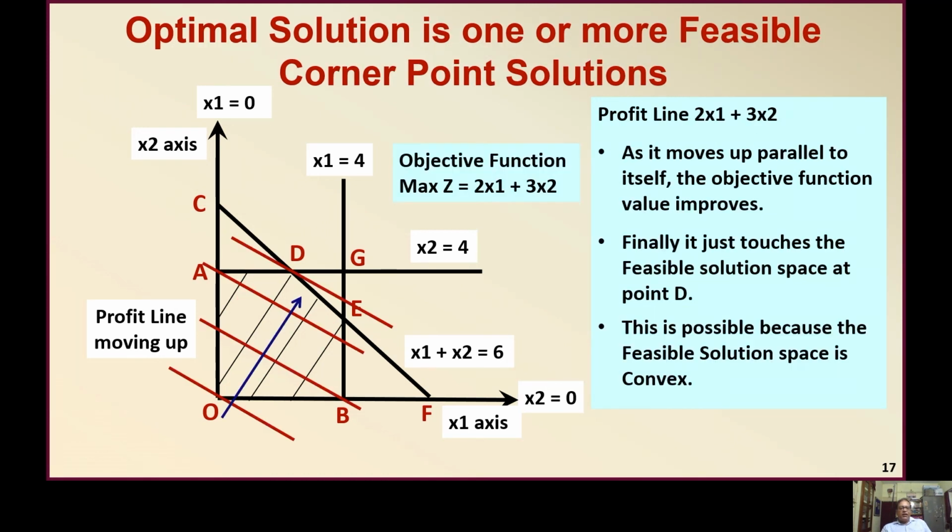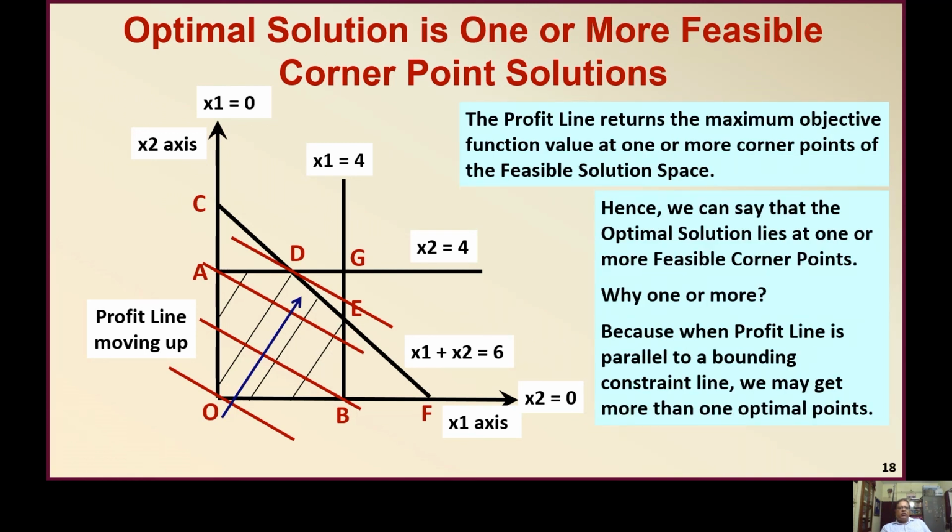Now, because it is convex in nature, if the profit line moves parallel to itself up, finally it will touch at exactly one point, or it will merge with one of the bounding constraint lines, and at that point the profit value will be maximum. So therefore we say that the optimal solution will lie at one of the corner point feasible solutions. That will actually give us a tremendous advantage. And that advantage is that to get the solution, all we have to do is find one of the corner points only.